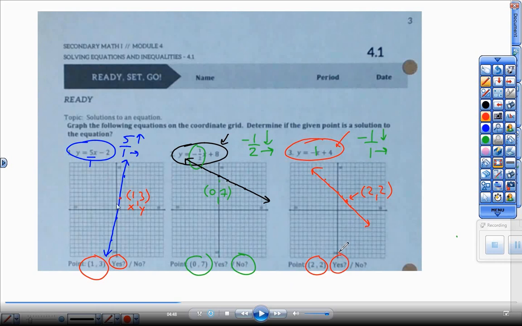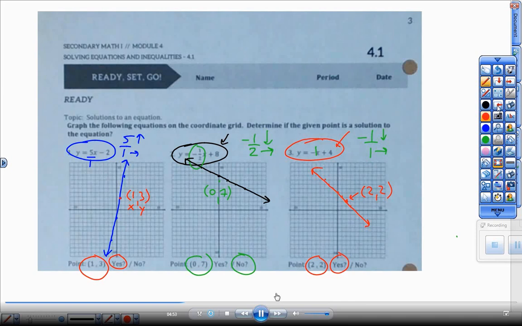Every point. This point, 1, 3, plug in 3 for y, 1 for x. 5 minus 2 gives me 3 equals 3. Every other point, this point, which is 2, 8, 1, 2, that point works too. Every point on a line is a solution to that line's equation. Any point not on that line is not a solution. All right, let's keep going. Last page.